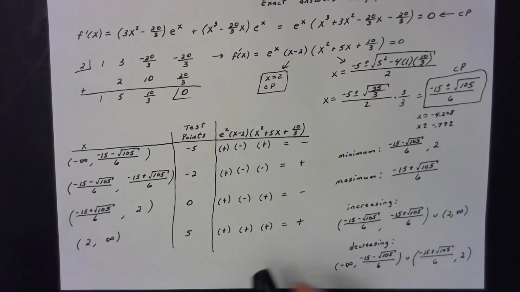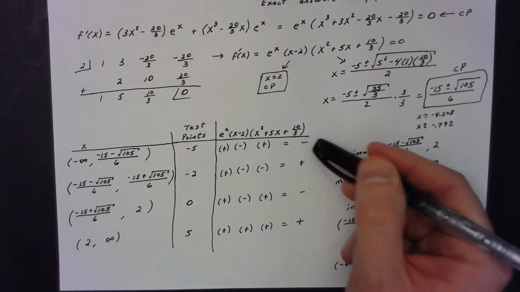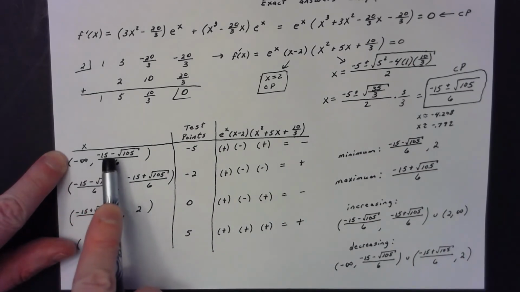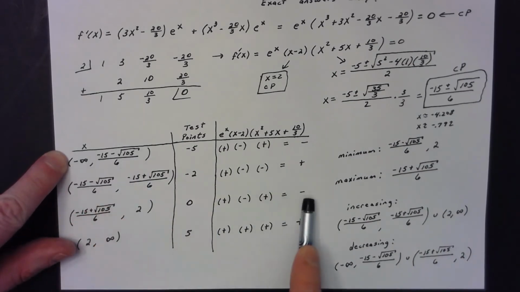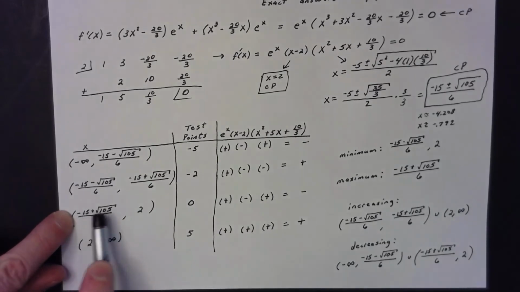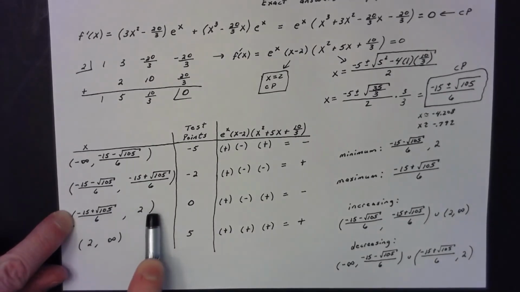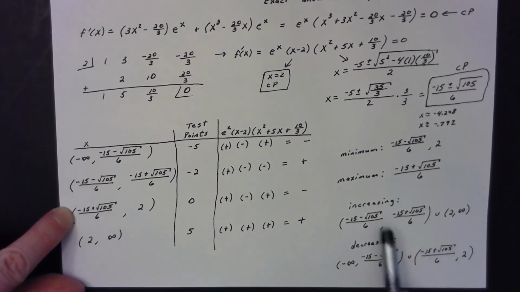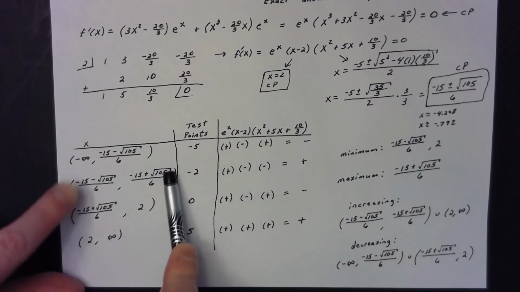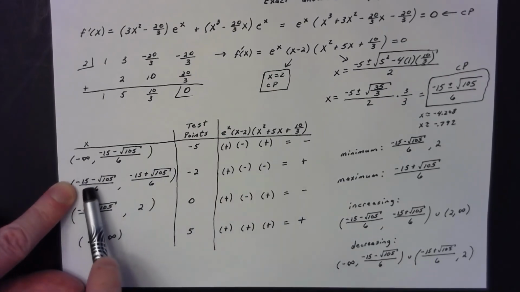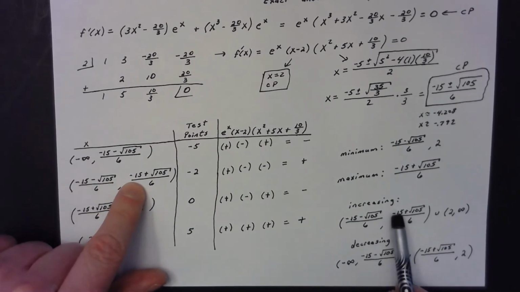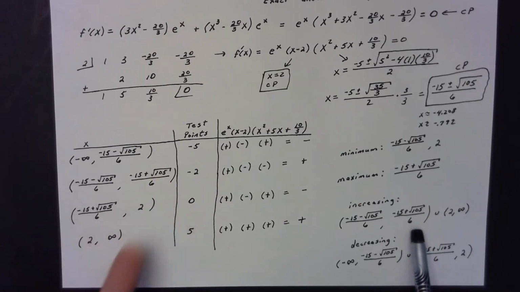Now, please keep in mind that negative derivative means that our function is decreasing from negative infinity to negative 15 minus the root of 105 over 6, and it's decreasing from negative 15 plus the root of 105 over 6 to 2. So you'll see I have that answer right here for my decreasing. Increasing, whenever the first derivative is positive, the function is increasing, so it's going to be increasing from negative 15 minus the root of 105 over 6 up to negative 15 plus the root of 105 over 6, and it increases again from 2 to infinity.